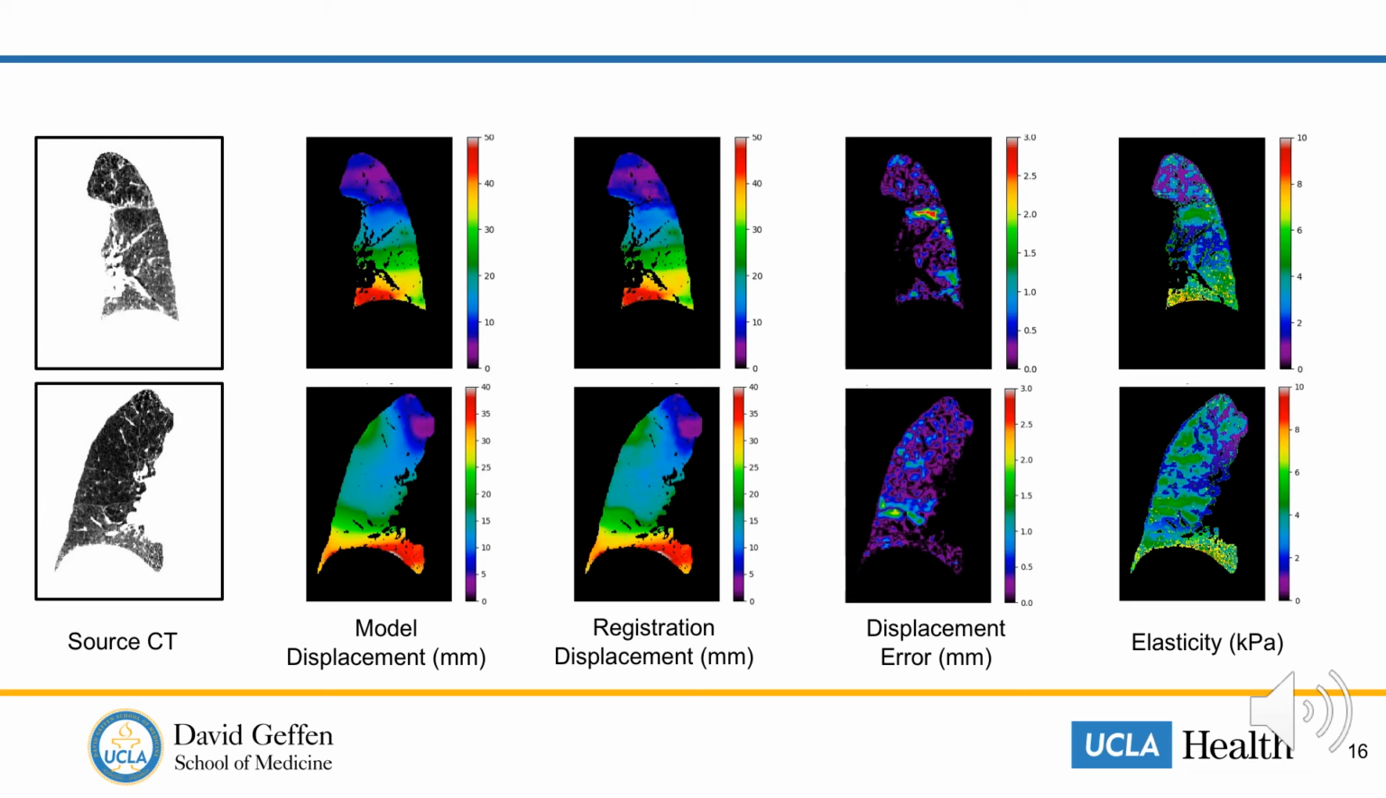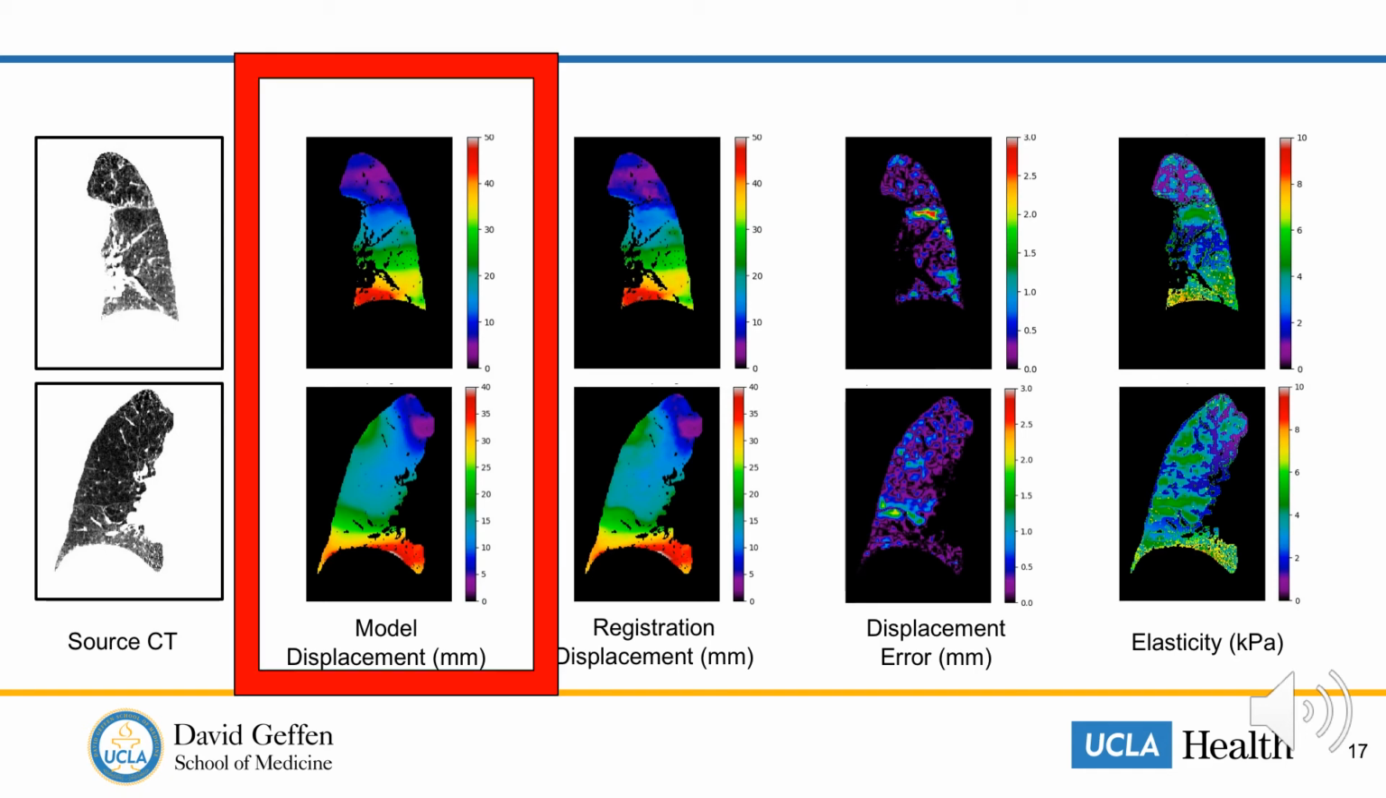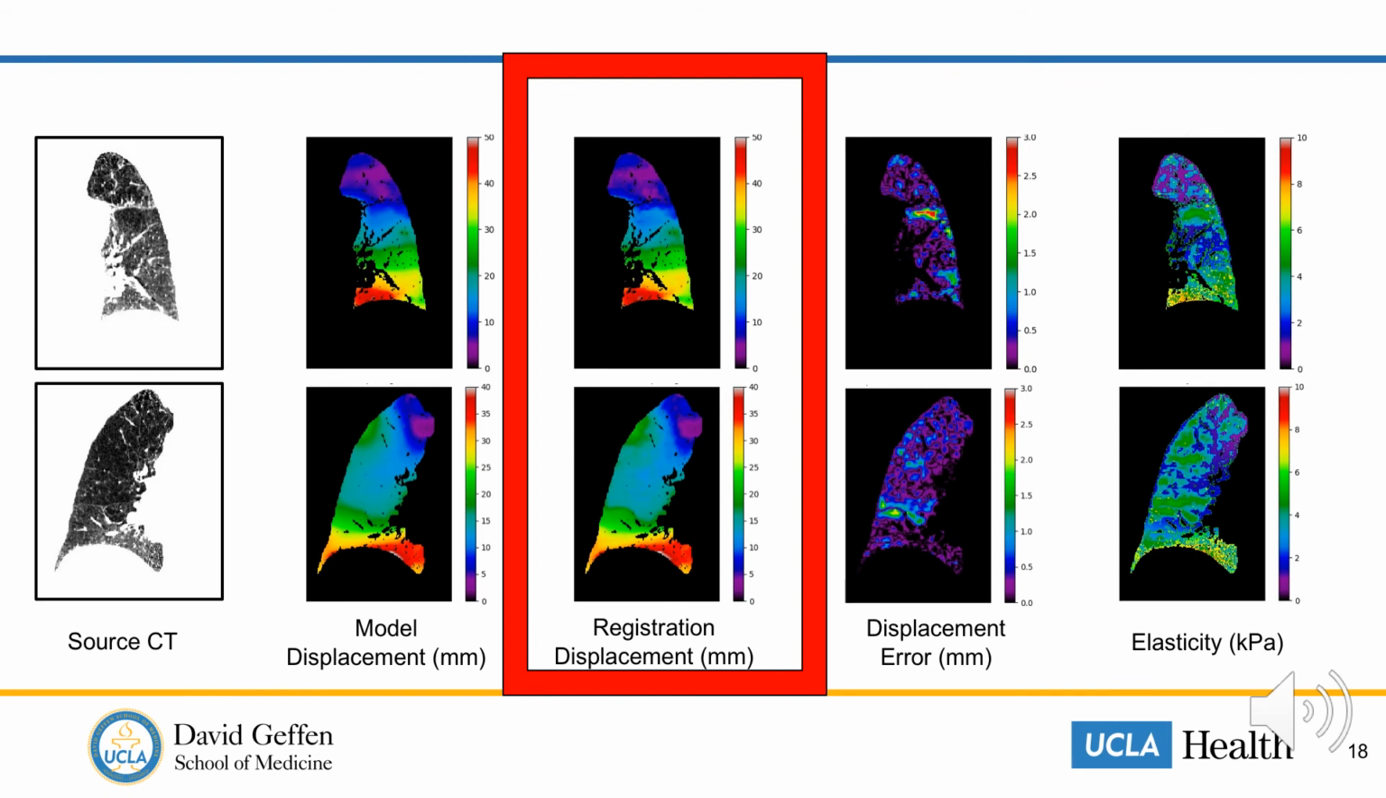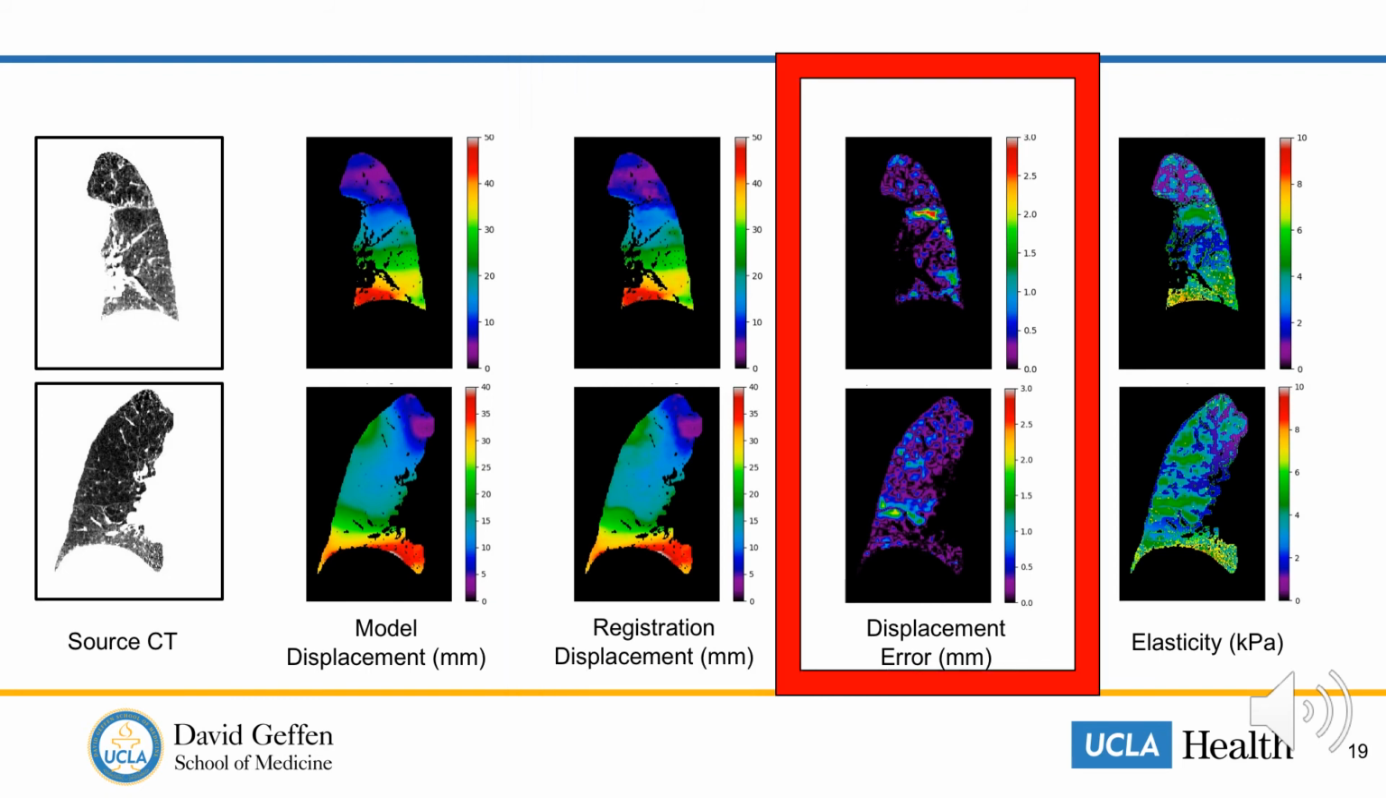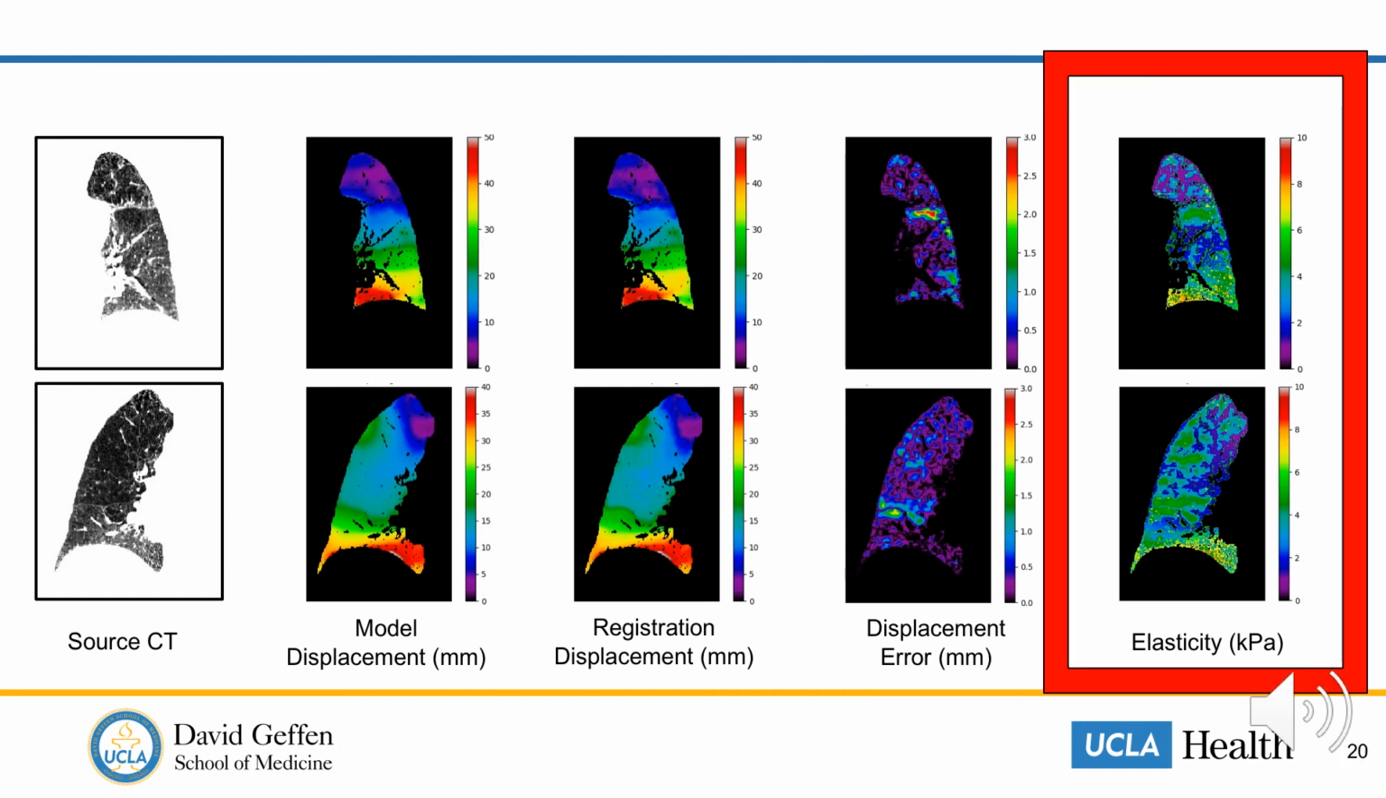For a visual representation of the measurements and values we have discussed, the example images going from left to right and corresponding to the residual volume source CT images on the left include the model displacement, the registration displacement, the error observed between them, and their resulting elasticity distributions.